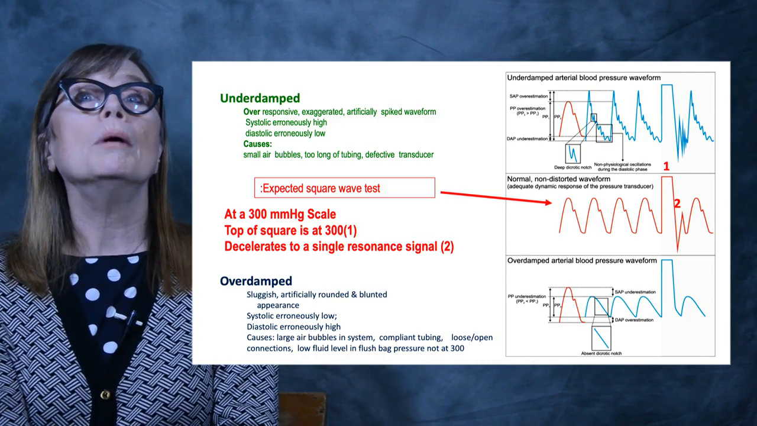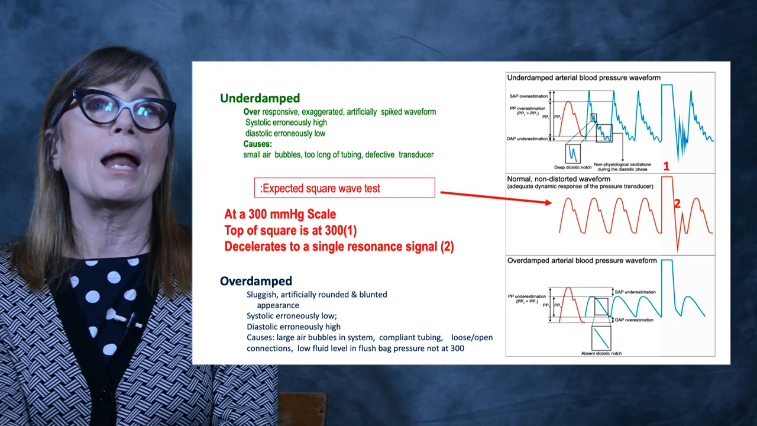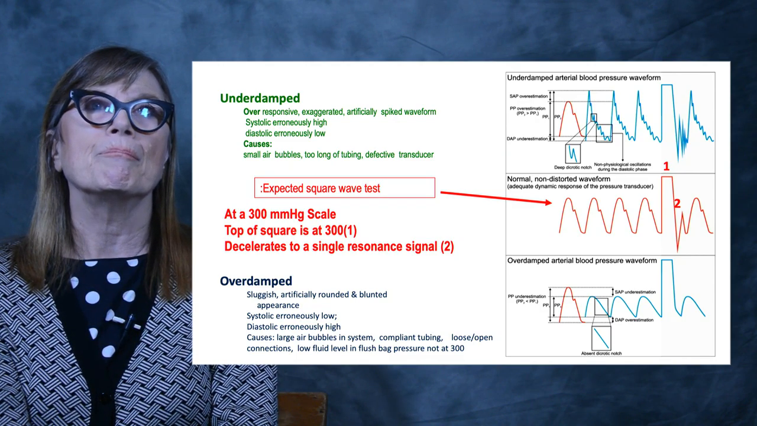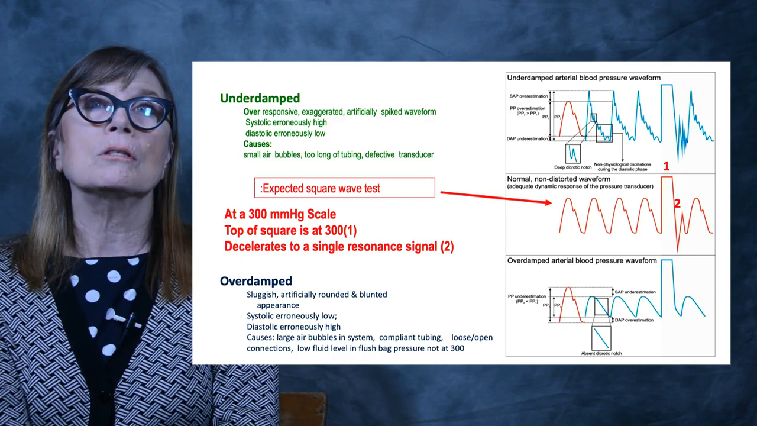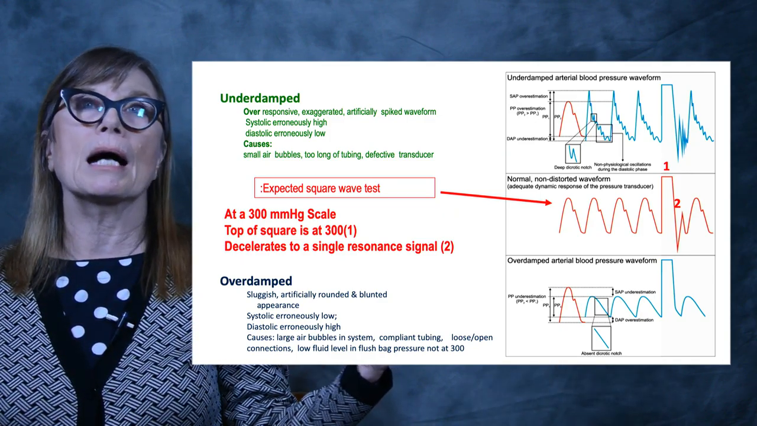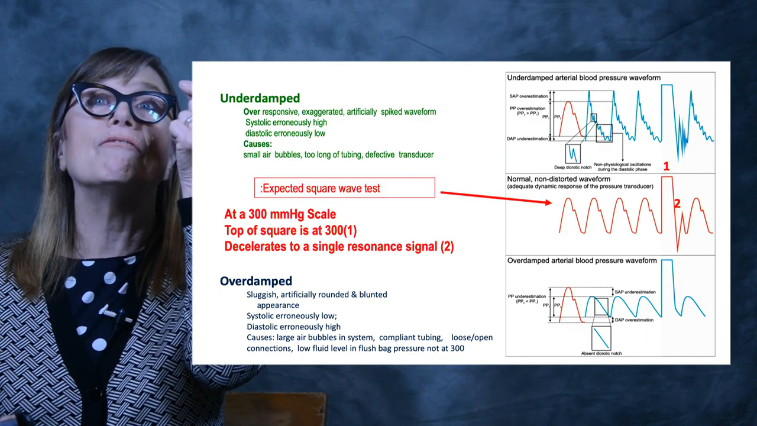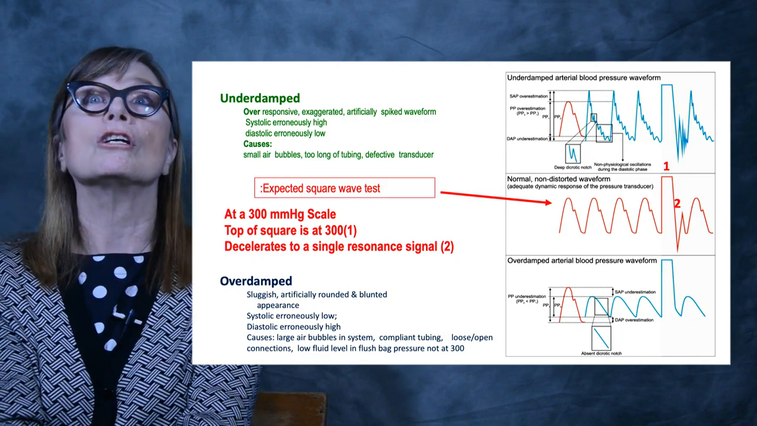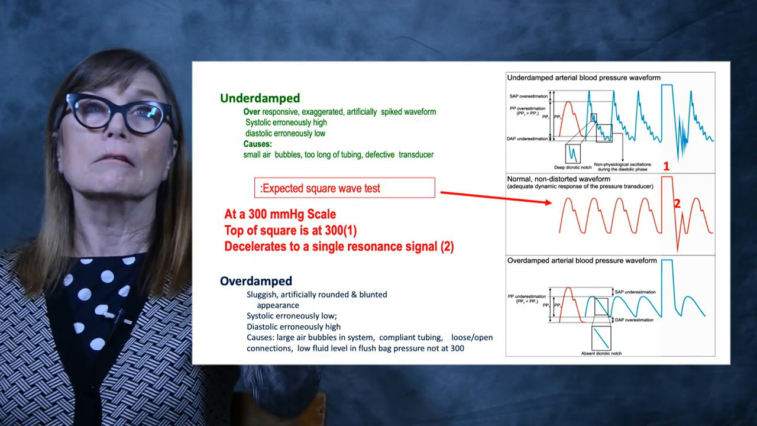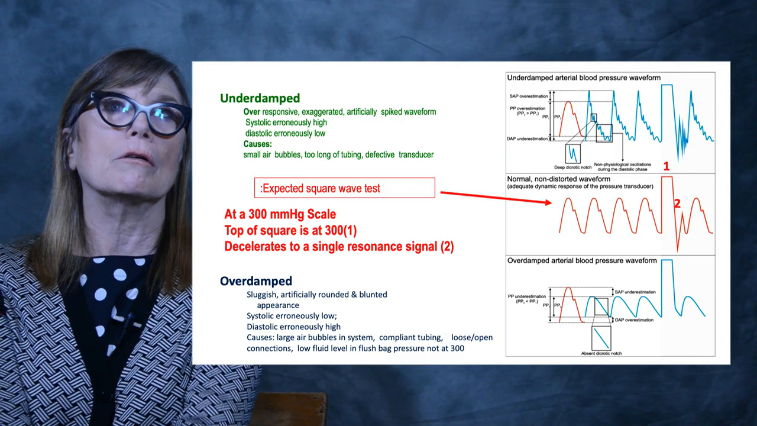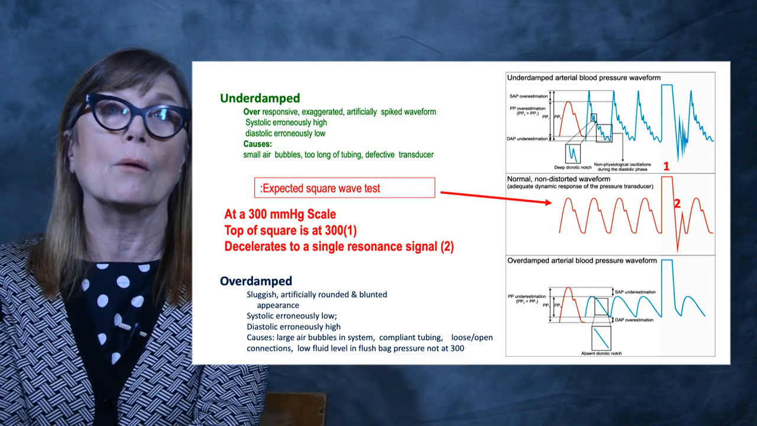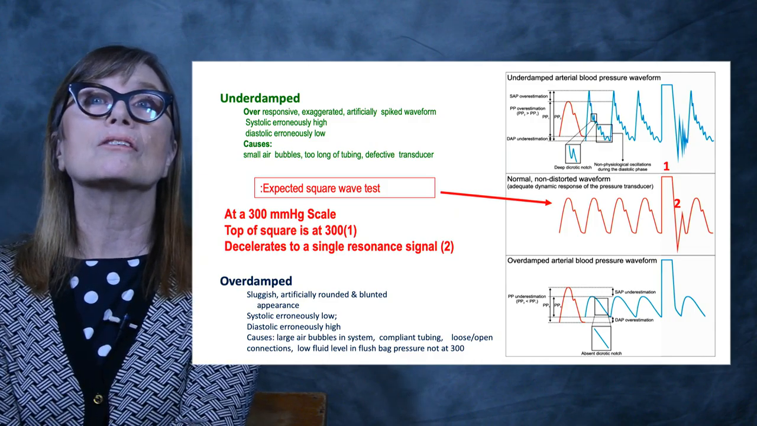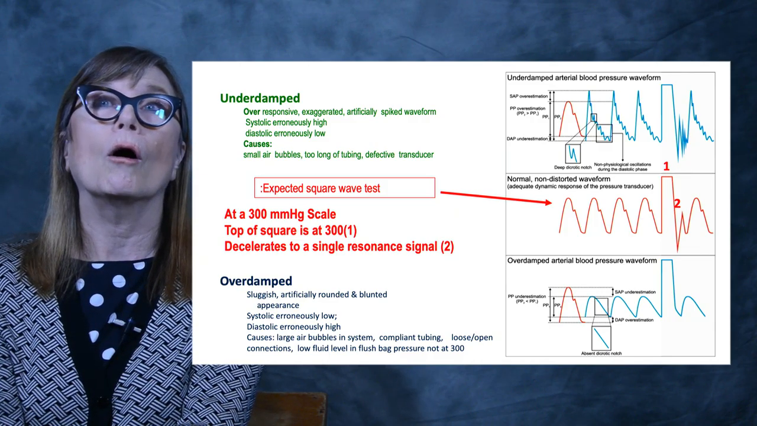And then we have two issues. We have issues known as overdamping and issues known as underdamping. Underdamping means that the signal is hyper-responsive. It's very exaggerated. It has a very thin, sharp point. I saw somebody last week in CVICU with an underdamped signal. And it's a lot of oscillation with the patient's arterial pressure, and you're trying to figure out what the heck's going on. Systolic is extraordinarily high, and diastolic is very low.